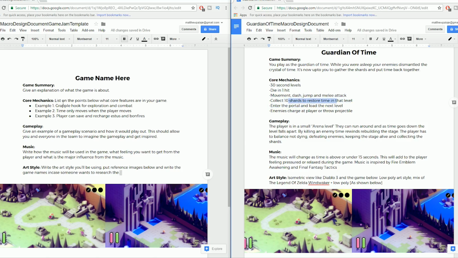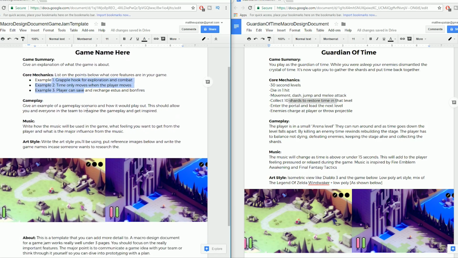And if you're thinking about a different type of game, you can probably guess these. So example 1, grapple hook for exploration and combat. Example 2, time only moves when the player moves. And example 3, player can save and recharge Estus at bonfires. That one's pretty simple. Maybe you leave a comment to guess this one. If you've watched my channel, you know exactly what this is. I hope everyone knows what this is, because it's from a great game. It's not too bad, but let me know if you can guess all 3 of these.